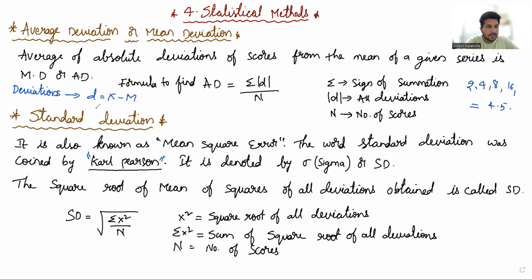So deviation is equal to 2 minus 4, which is minus 2. So minus 2 is one deviation. Again, 4 minus 4 is 0. Next, 8 minus 4 is 4.